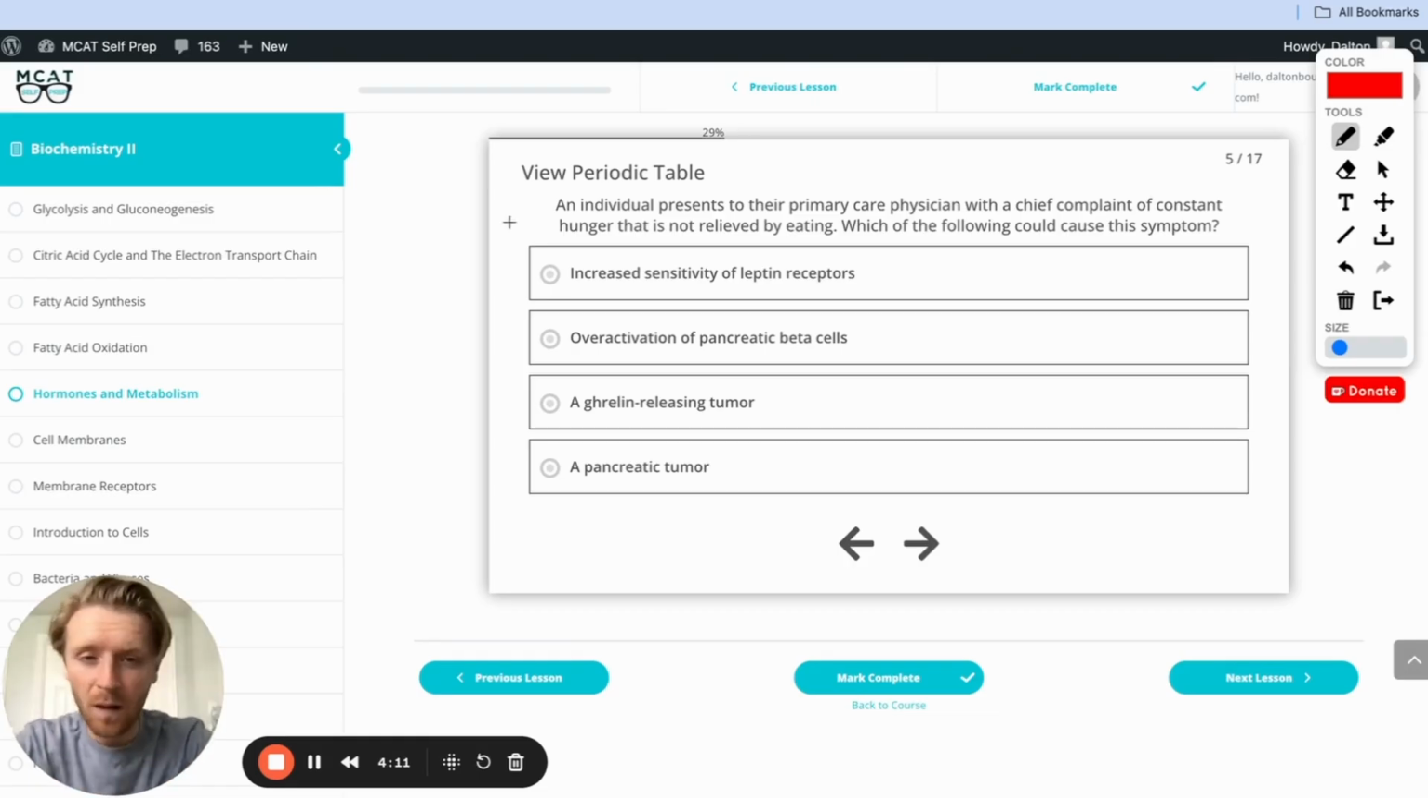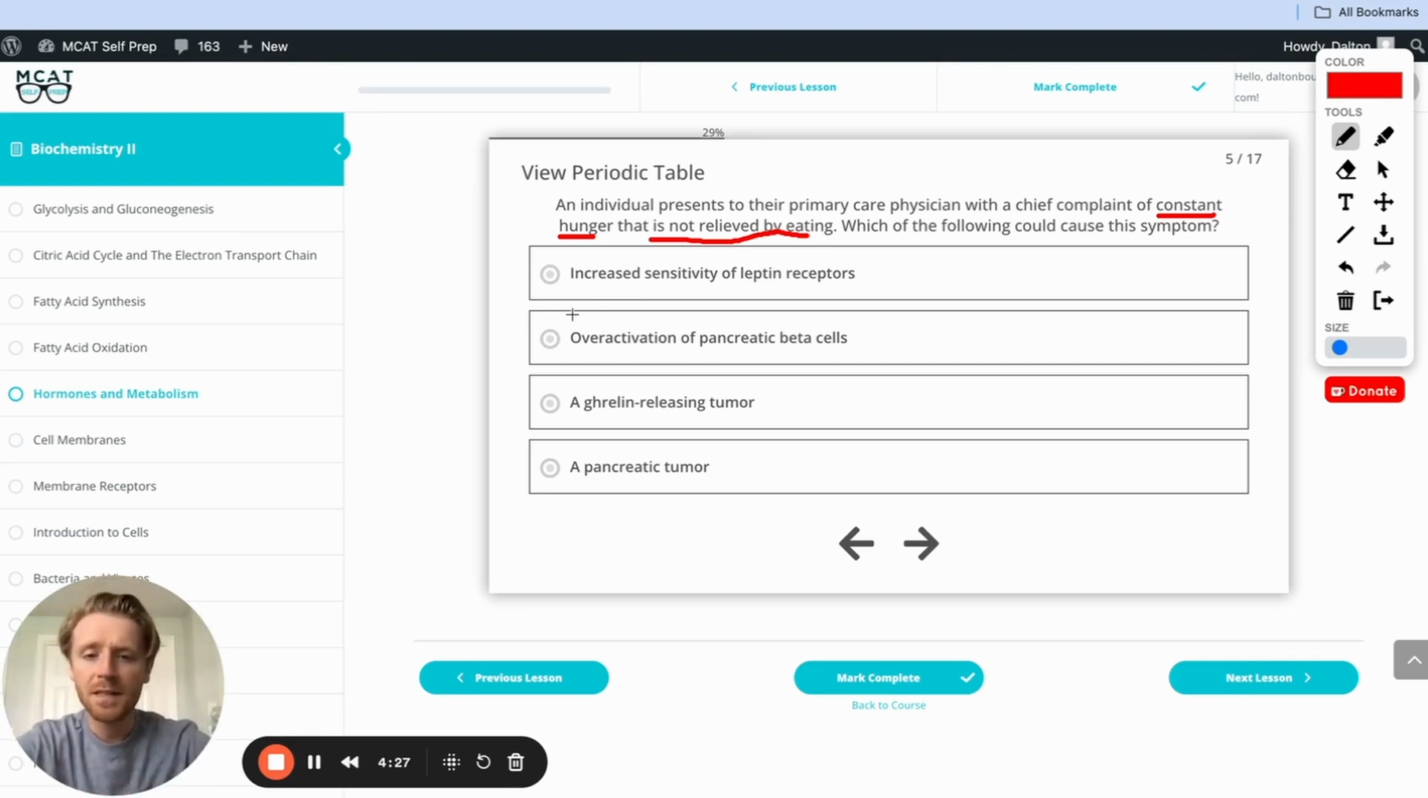All right, so in this problem, we have a patient who comes in and their complaint is constant hunger. And that constant hunger is not relieved by eating. Which of the following could cause this symptom? So we're going to go through these options and see which of these could cause that increased hunger. What's likely to make us feel super hungry?